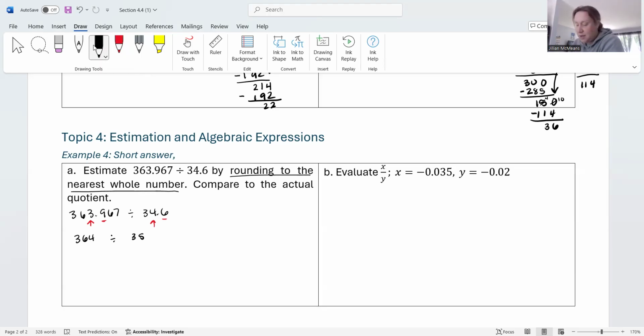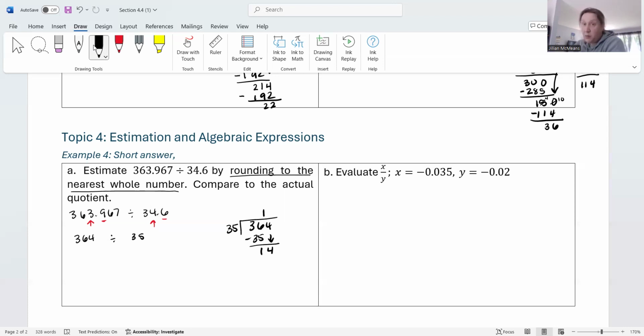Okay, so again, 363.967, is it closer to 363 or 364? It's closer to 364. And then 34.6, is it closer to 34 or 35? It's closer to 35. So let's go ahead and start dividing. So I get 364 divided by 35. Okay? So let's see, 35 won't go into 3, but it will go into 36 one time. So 1 times 35 is 35. We subtract and we get a 1. Drop down the next digit in line, which is a 4. And remember, as soon as you drop something down, you must put something in the quotient, okay?